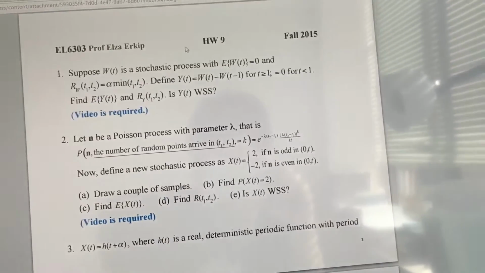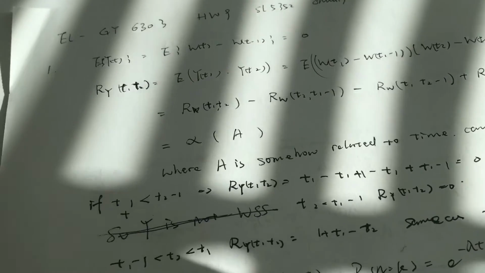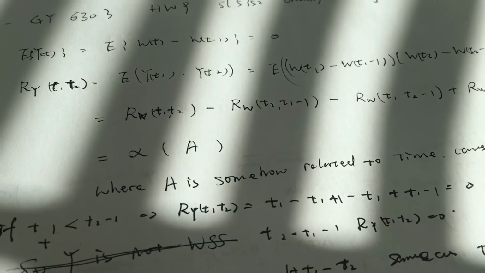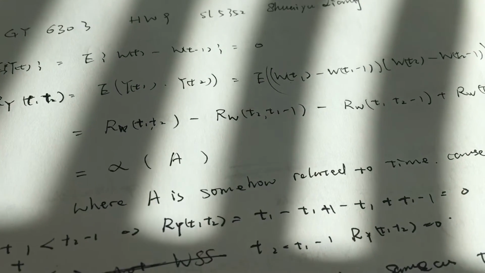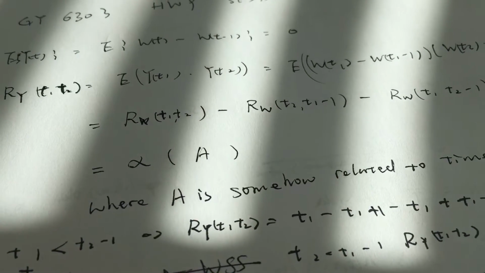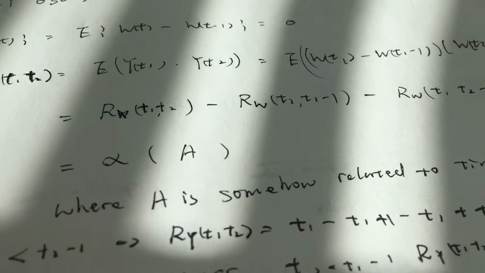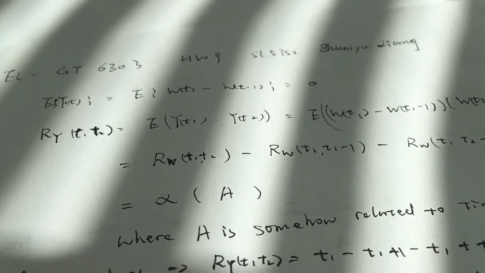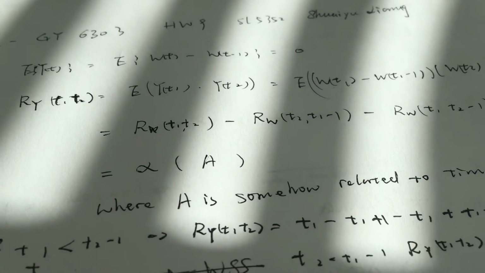First, we are asked to find the expected value of Y, which is nothing but the expected value of Wt minus Wt minus 1, which is the expected value of the individual ones, and thus gives us all 0. So the final answer is 0.